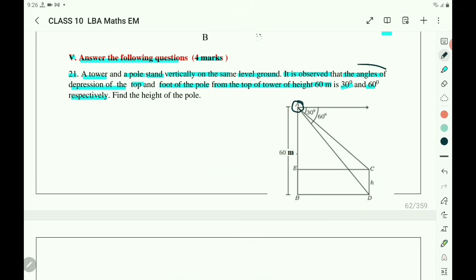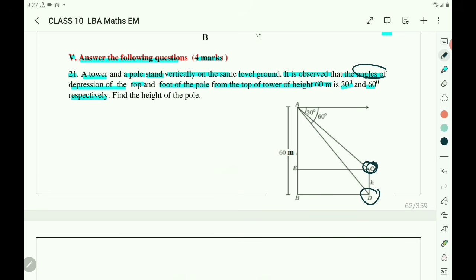It is observed that angle of depression of the top and foot of the pole from the top of the tower. A is the top of the tower. From the point A, the top and bottom of the pole is viewed. The angle of depression of the top is from here to here. This is the top. How much is it? It is 30 degree. And angle of depression of the bottom of the pole is 60 degree.